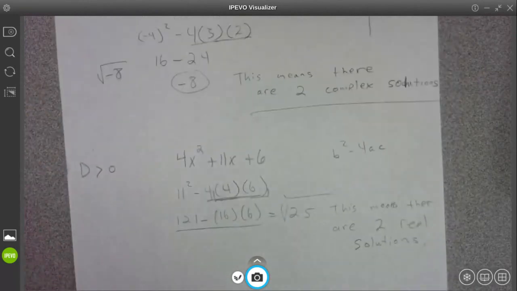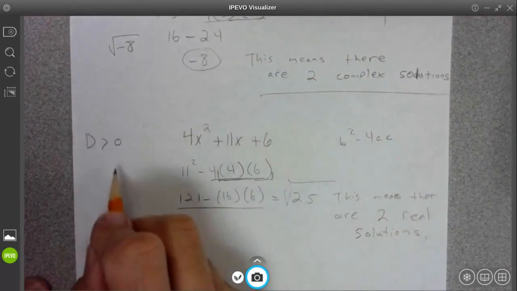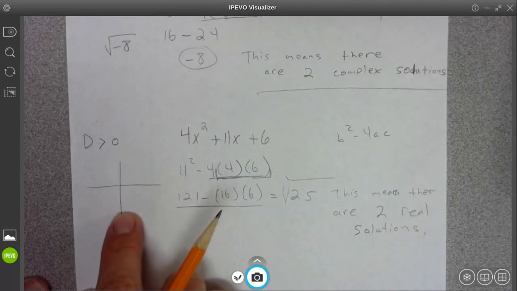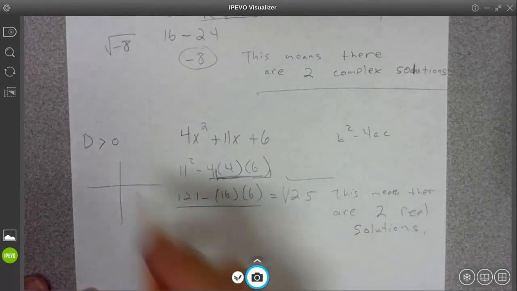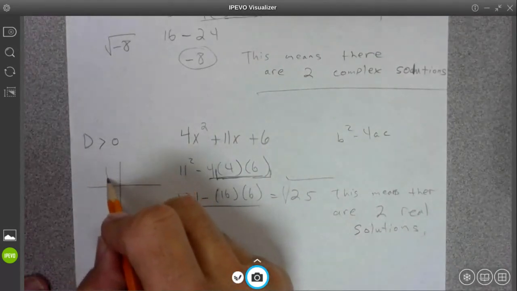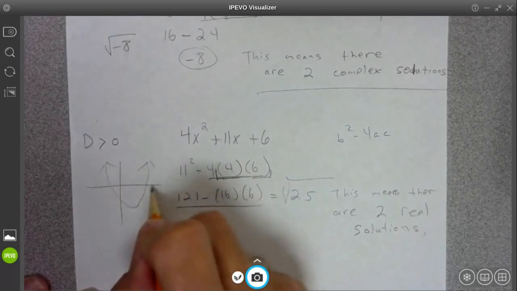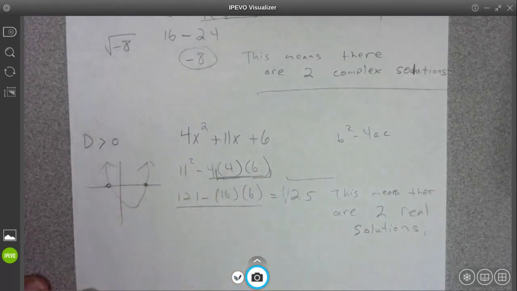So in this case, what this means graphically is that there are two actual x-intercepts. Like if you were to look at the graph of this, it might look something like that, where it crosses twice.